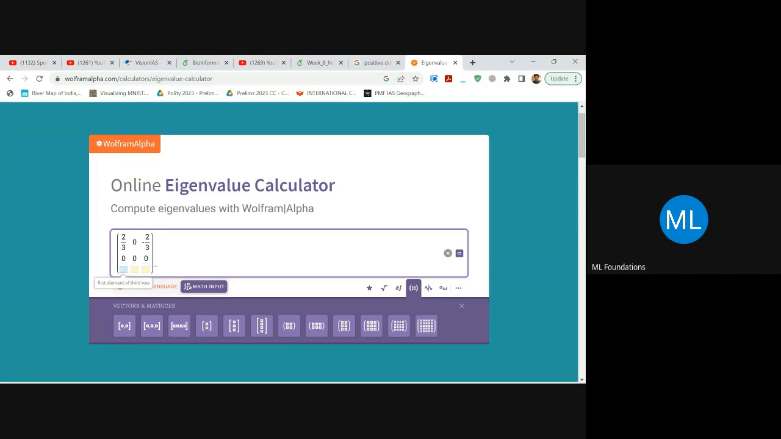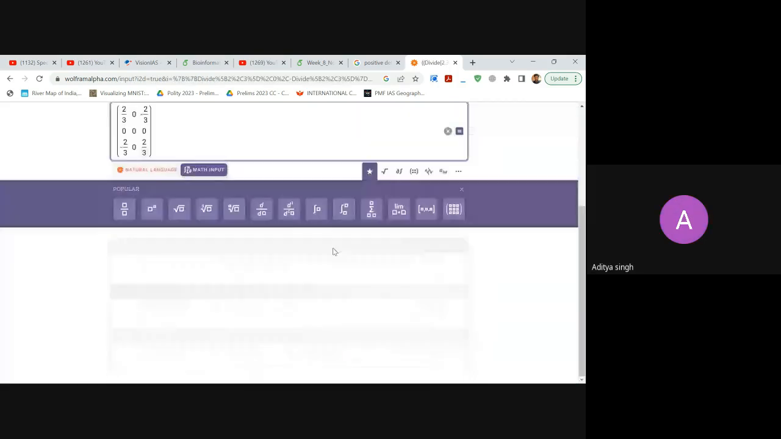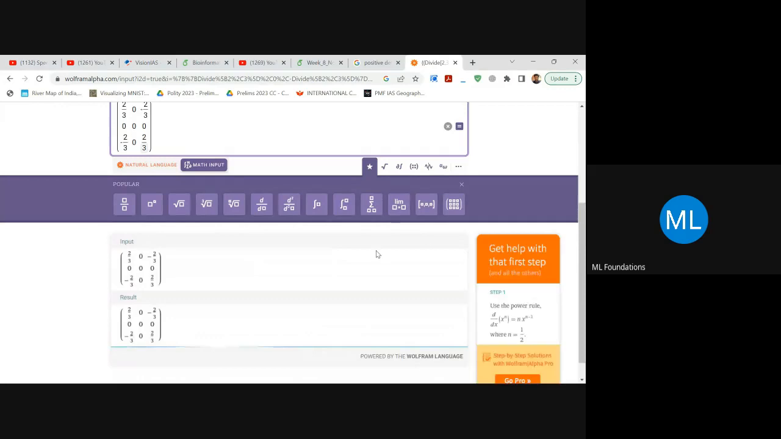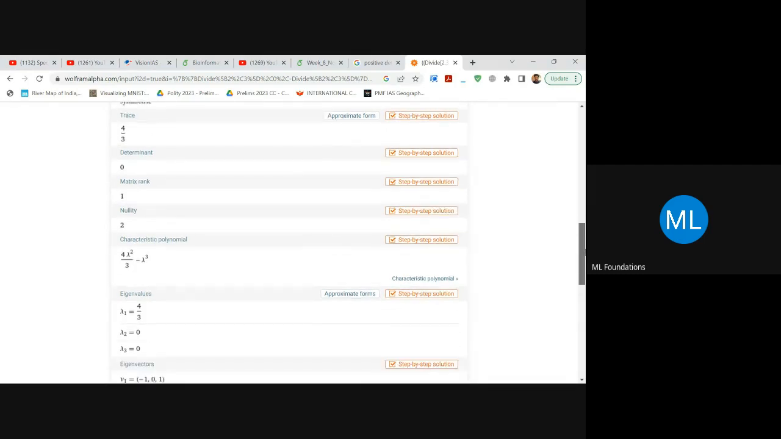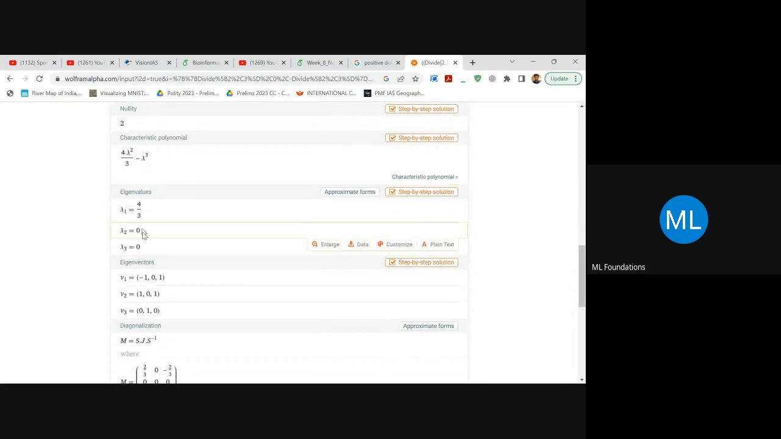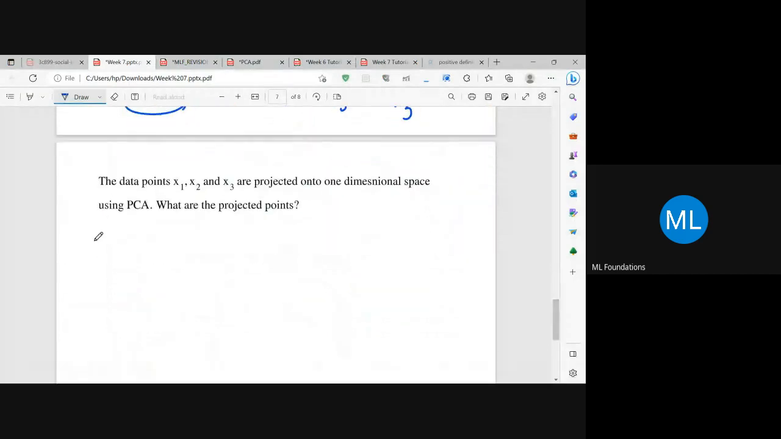What is the value here? Minus 2/3. Yeah, 2/3. 0, 2/3. Okay, so what is the value you are getting? You are getting 4/3, right? Yes, sir. Okay, that is the trace. So the eigenvalues you are getting are 4/3, 0, 0. Fine. Yes, sir. Okay, so you are getting eigenvalues λ1 equals 4/3, λ2 equals 0, and λ3 equals 0.